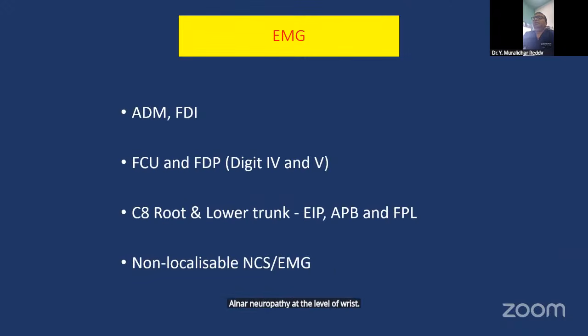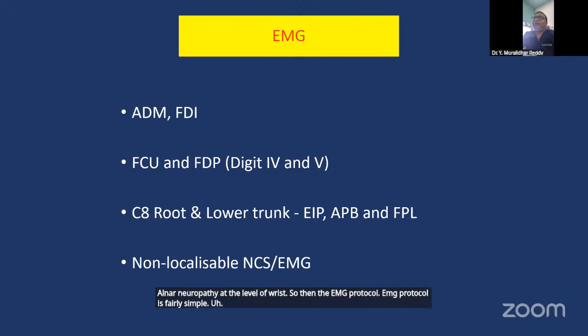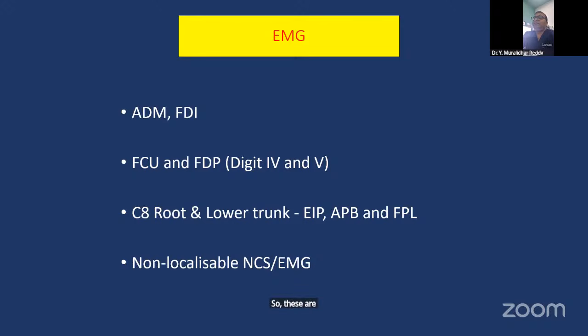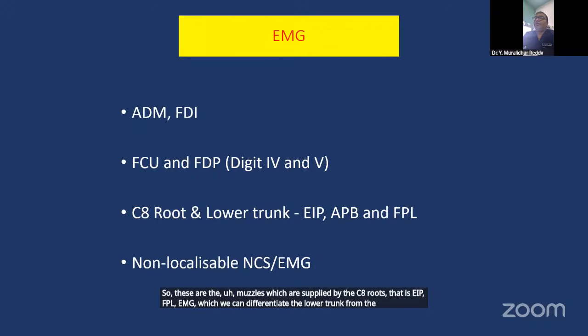So then the EMG protocol is fairly simple. We have to do ADM and FDI EMG, FCU and FDP EMG, and also rule out lower trunk pathology and the C8 root. These are the muscles which are supplied by the C8 root, that is EIP, FPL, with which we can differentiate the lower trunk from the ulnar neuropathy. Sometimes, despite all these things, non-localizable NCS and EMGs are very common in the evaluation of ulnar neuropathy at elbow.